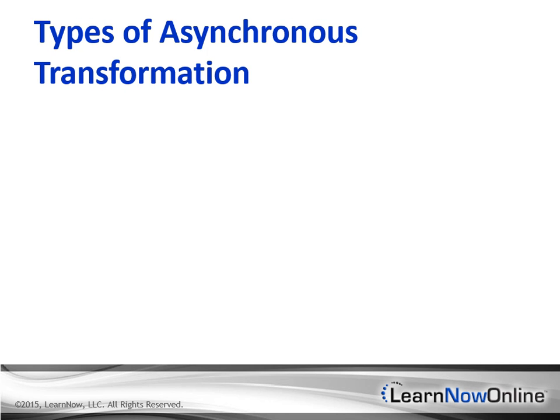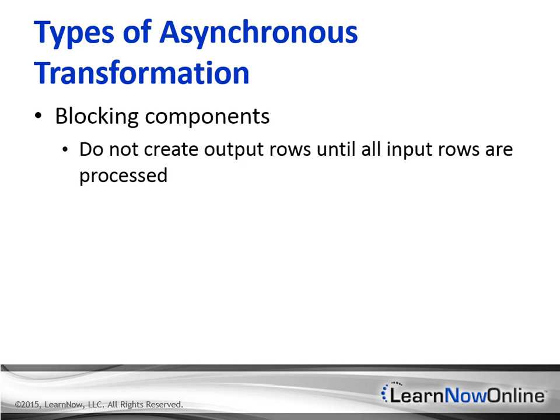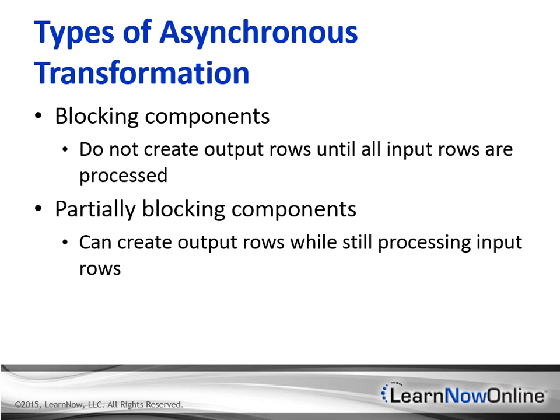There are two types of asynchronous data flow components: partially blocking and blocking. Blocking components do not create any output rows until all input rows are processed. An example of a blocking component is the sort transformation. Partially blocking components do create outputs while still processing input rows. An example of a partially blocking component is the union all transformation. Now, each type of asynchronous component requires different programming techniques. But the previous list that I talked about should provide enough information to get you started.